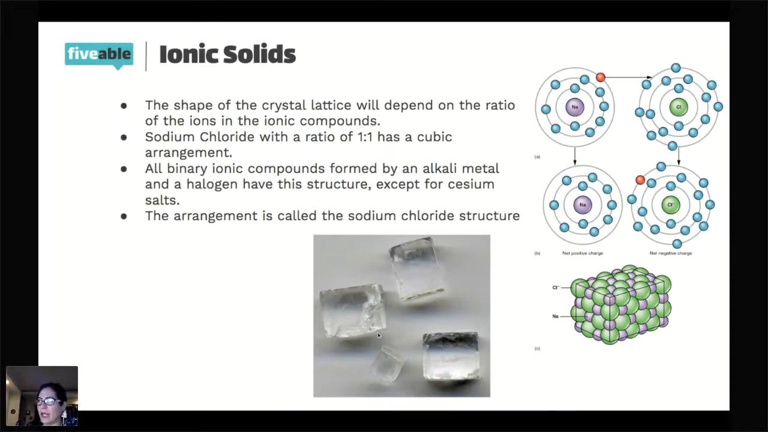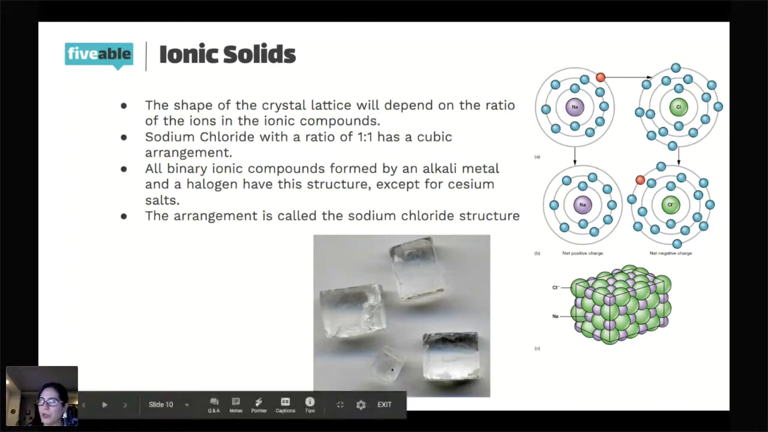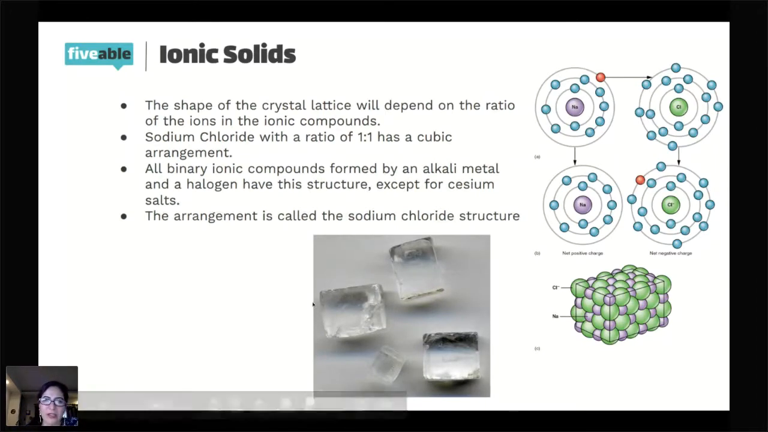Exactly, Beverly. They will look like tiny cubes if you look closely. If you have rock salt, you will see that the cubes overlap or cluster with each other. That type of structure is because the ratio is 1:1. All binary ionic compounds formed from an alkali metal and a halogen will have this structure because all of them will have a ratio of 1:1, except for cesium, because cesium is a very large metal. This cubic arrangement is also called a sodium chloride structure.